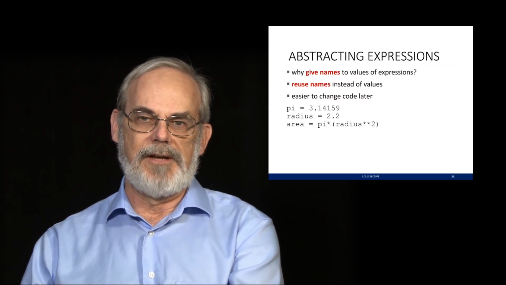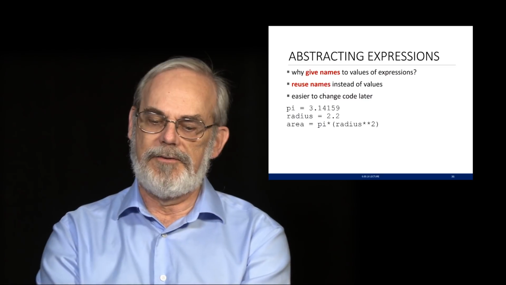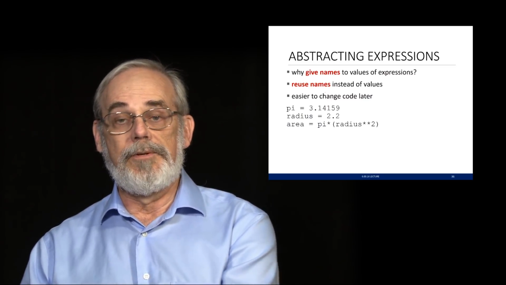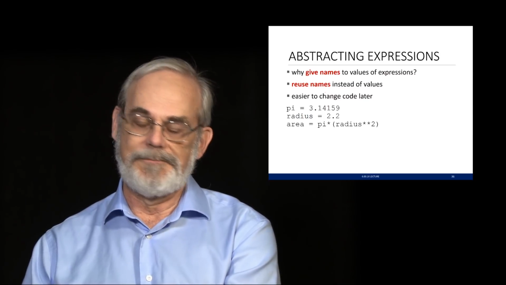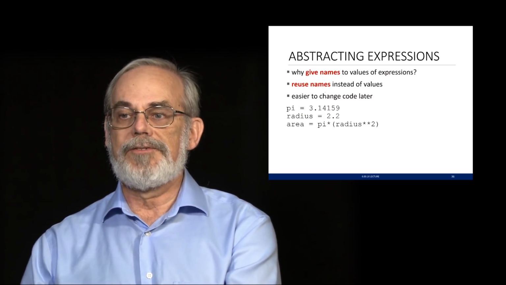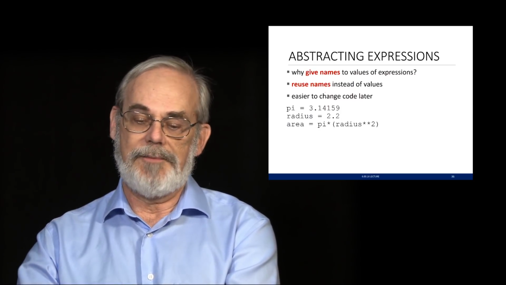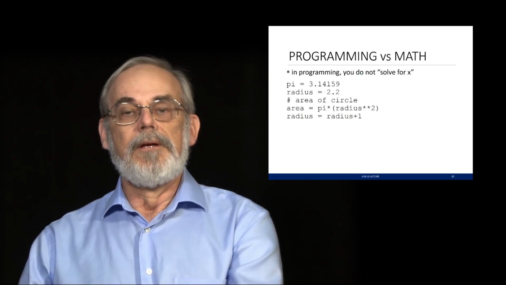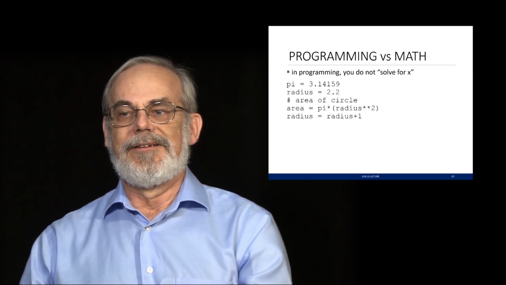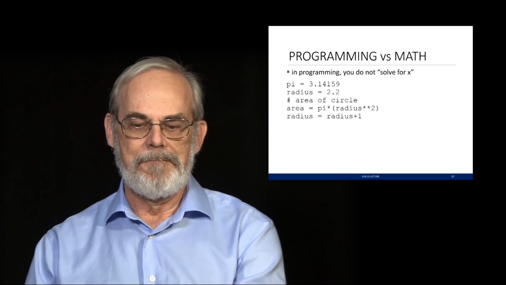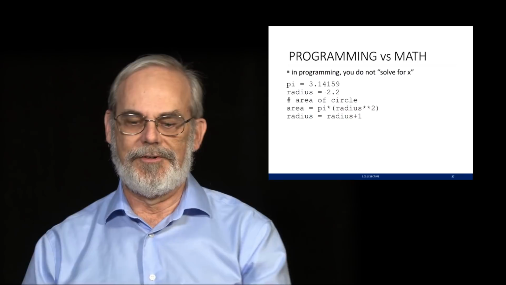So here's a simple example. I can bind pi to a value. I can give a radius, say 2.2, and then I can compute the area, pi r squared, and that'll give me a simple little computation. Those expressions also tell me something about what I'm trying to capture, and so those names turn out to be really valuable. One of the things to keep in mind is that this is simply following the sequence of steps we talked about. It's not like doing math. In programming, you do not solve for x.